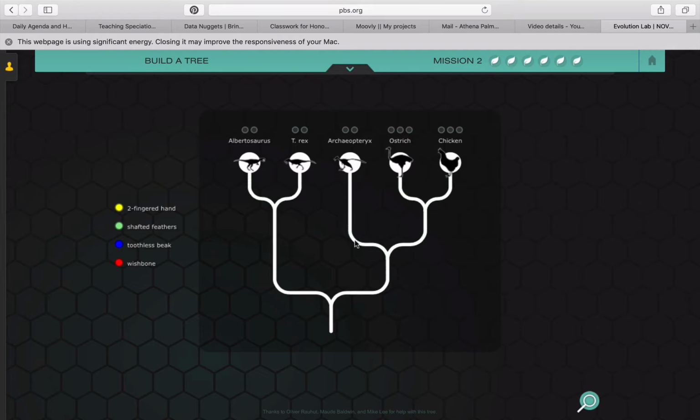Okay? So looking at the most distant common ancestor for all of these, here we have a speciation event. What did this ancestor have that, because it had it, everything past this branching event, any species that came after, would also have it? I'm going to say wishbone. Okay.